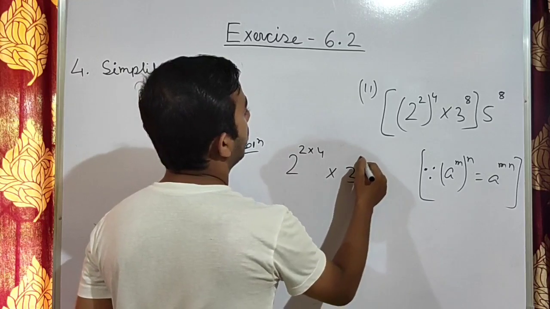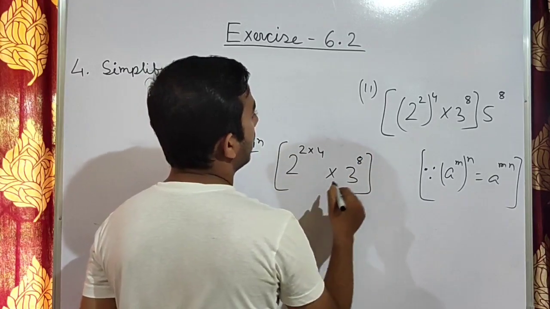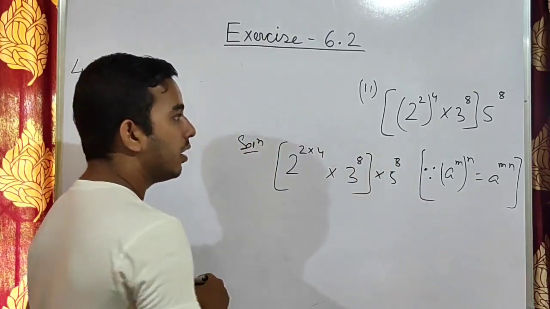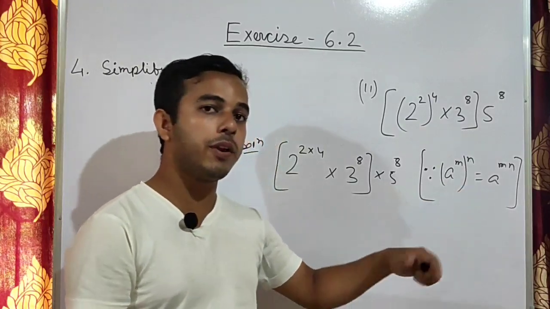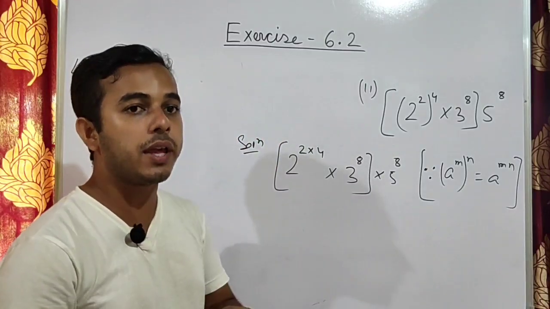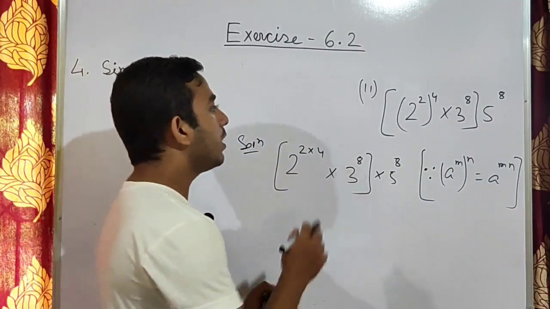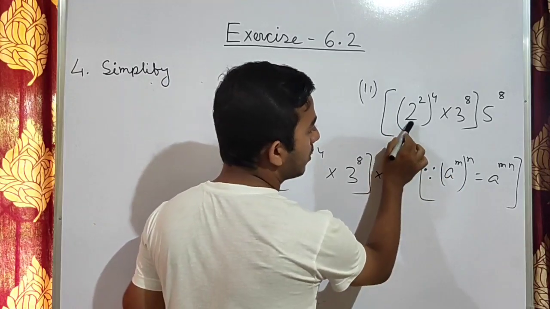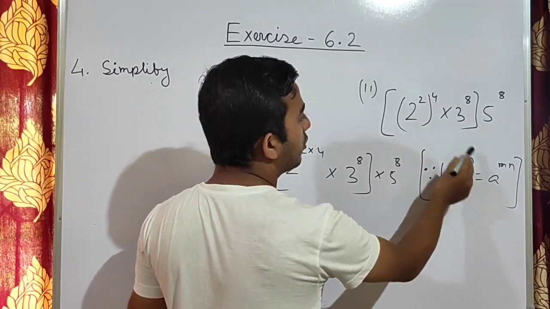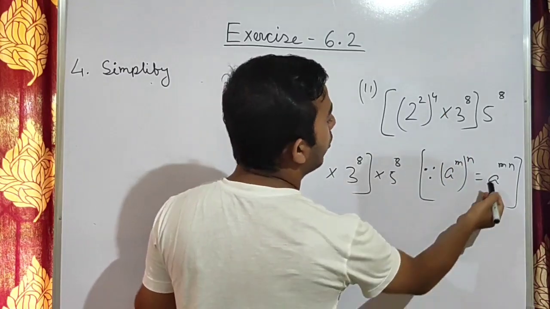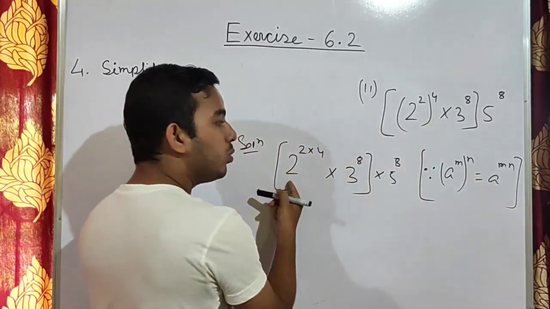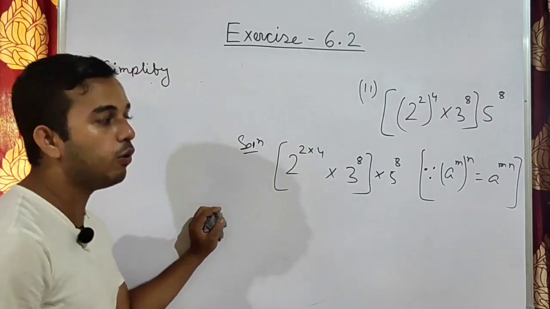Then into 3 to the power 8, then into 5 to the power 8, clear? I have just used this formula, a to the power m whole power n equals a to the power mn. Mn means what? M is multiplied with n. So here same thing, in place of a you consider 2, okay. Now in place of m you consider 2, in place of n you consider 4. So it will be what? 2 to the power 2 into 4, clear? So I have written 2 to the power 2 into 4, okay.